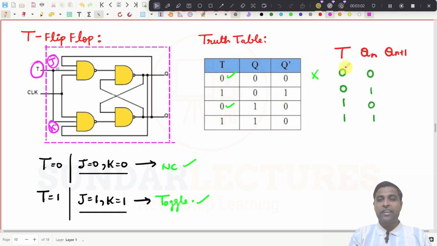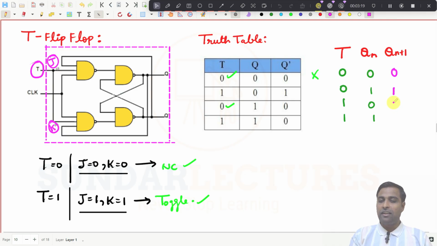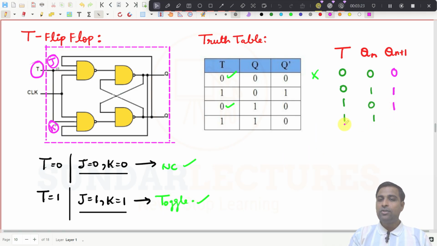Just as I have written here, if T is equal to 0, if Qn is 0, then what should be the Qn plus 1? It will also be 0 because of the no change condition. If T is equal to 0, if Qn is 1, the next state will also be 1. And if T is equal to 1, if Qn is equal to 0, then the next state will be 1 because it will be inverting, right? Because the toggling condition will occur. So if T is equal to 1, if this is 1, then this becomes 0. Simply, right? So this is the truth table of a T flip flop.